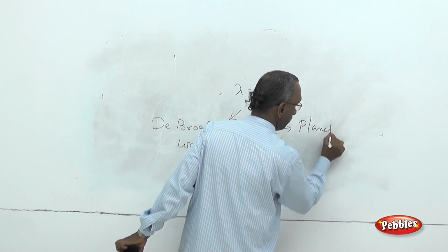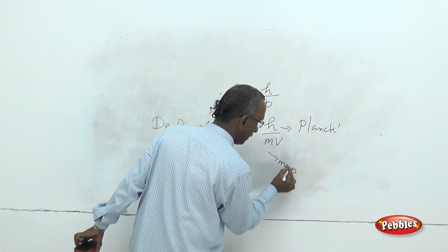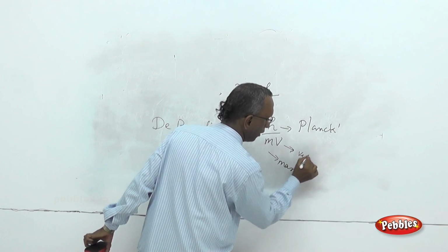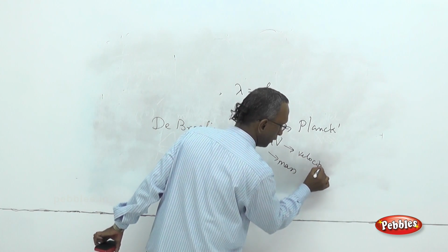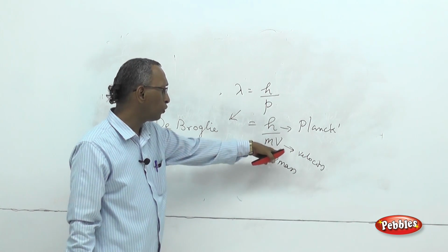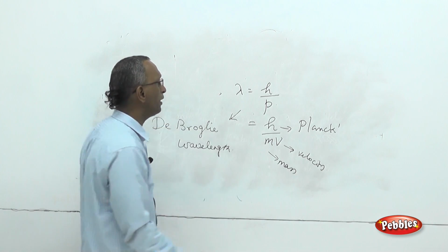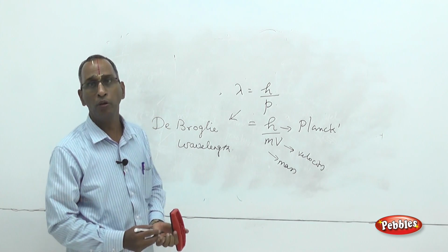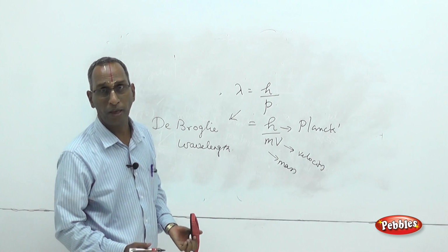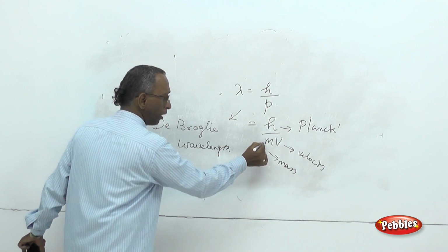Here h is called Planck's constant. m is the mass of the particle, the electron. v is the velocity of the particle. So if a particle of mass m moves with the velocity of v, its wavelength is given by lambda equal to h by mv. That is to be noted. So he correlated them.